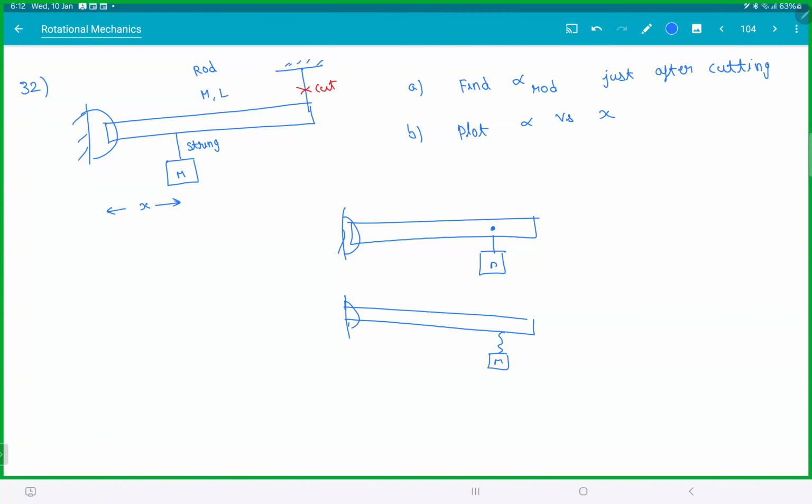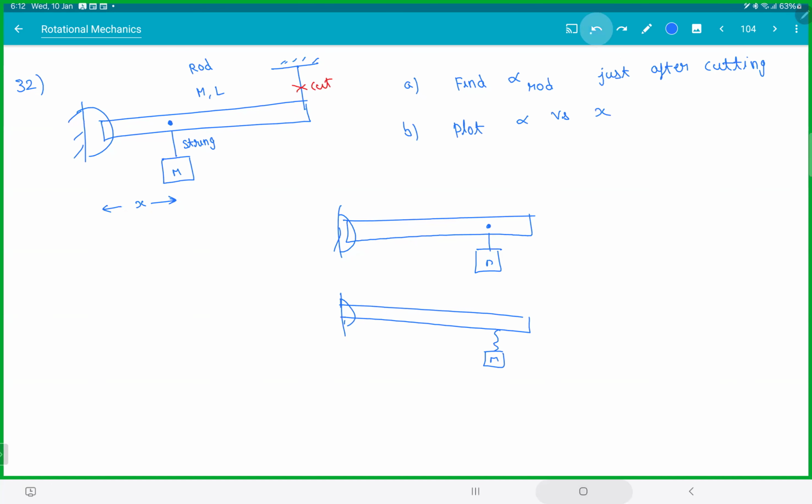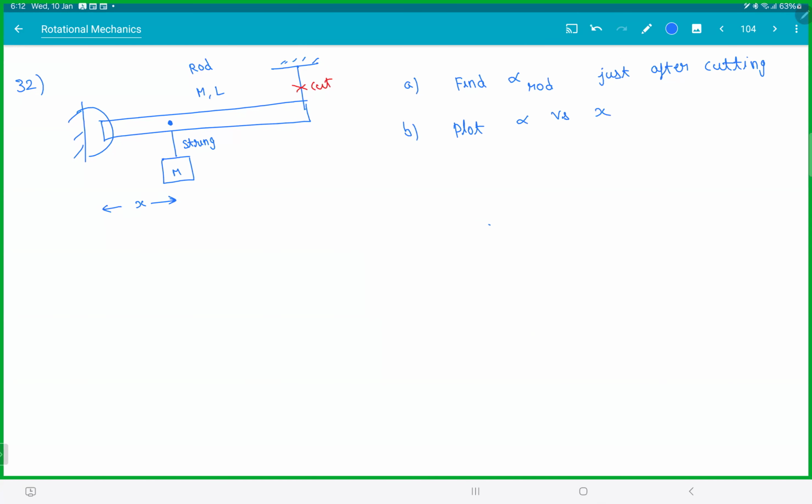Isn't that a possibility? That is the reason I wrote specifically that it is a string. If this point goes with acceleration greater than g, the string becomes slack because strings cannot push. If it had been a rod, it wouldn't have been a problem. The question is over here. Because it is a string, the point connecting the block and the rod can't go faster than g.